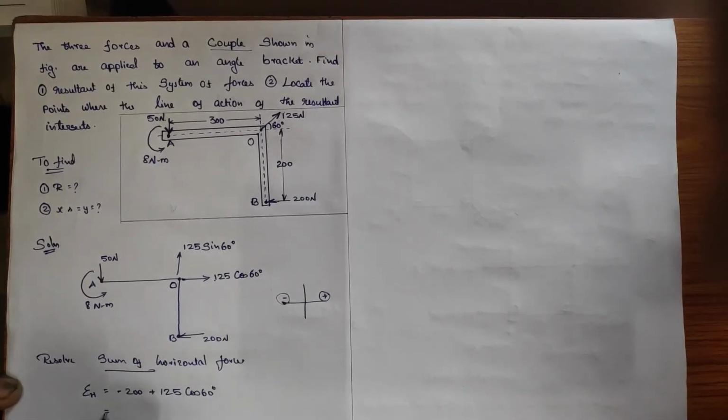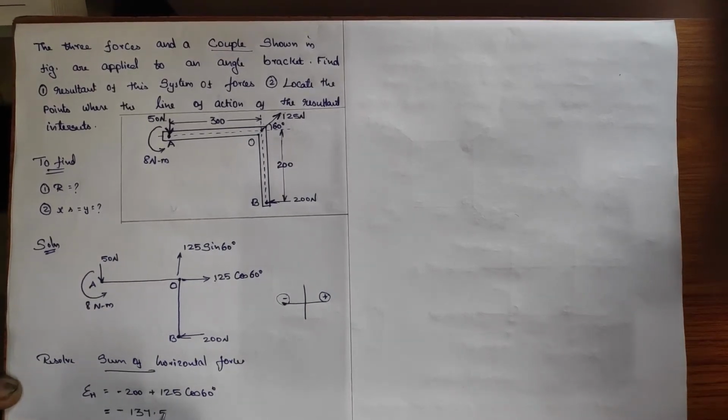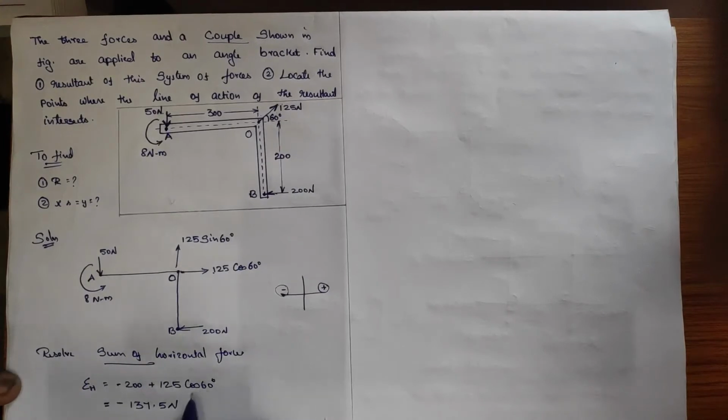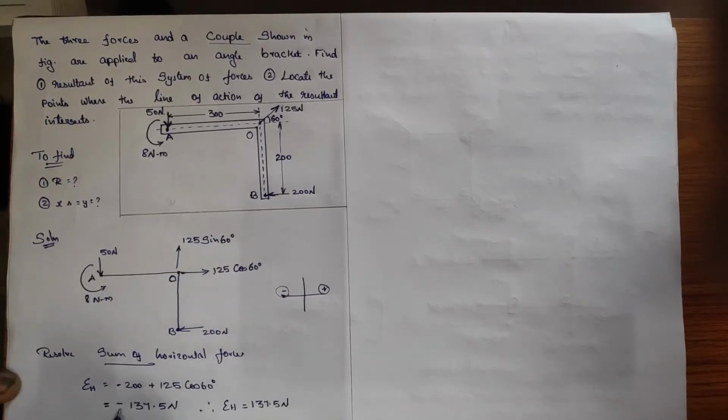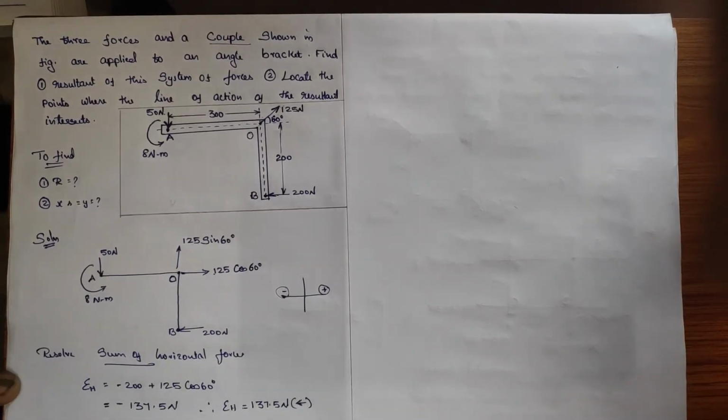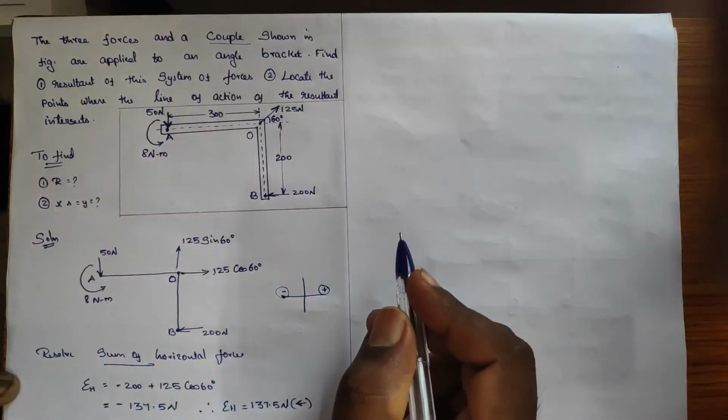Two forces alone, just do the calculation, you will get minus 137.5 Newton. This says the horizontal force, therefore I can say sum of horizontal force is equal to 137.5 Newton. This minus sign says it is directed towards the left side, horizontal left side. So remove it and just note that it is moving towards the left side. Okay, what is next?